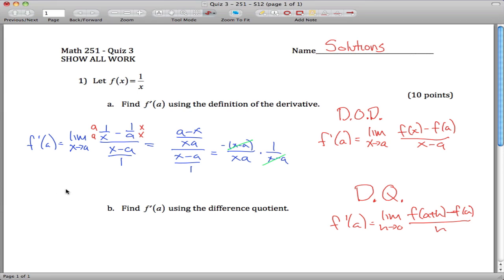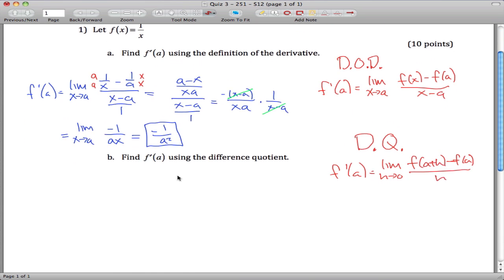And that will be helpful because now this x minus a and this x minus a can cancel each other out. And what I'm left with is that this derivative is the limit as x approaches a of negative 1 divided by a times x. The limit as x approaches a of negative 1 over a times x is, change all the x's into an a, get negative 1 over a squared, which is our final answer.